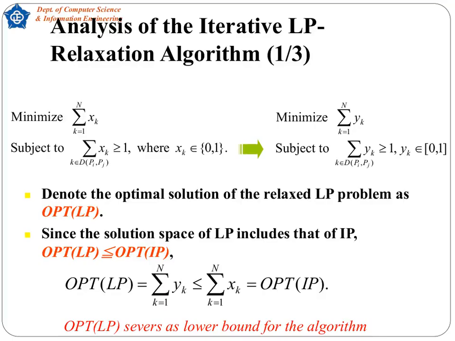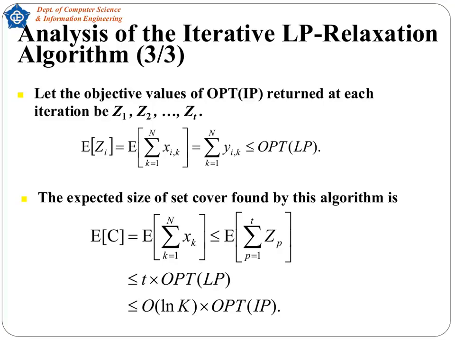Because every integer solution is also a feasible LP solution, it follows that opt_LP is less than or equal to opt_IP. In other words, the LP optimum gives us a readily computable lower bound on the true integer optimum objective. Building on that LP lower bound, let's denote Z as the objective value of the integer subproblem we solve in each iteration. First, we show that the expected value of any single Z matches the sum of the corresponding fractional variables y, and so it can never exceed opt_LP.